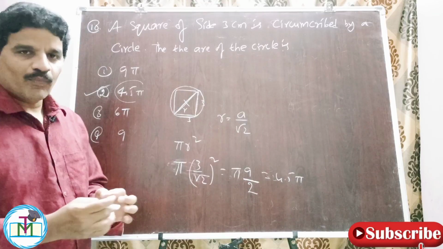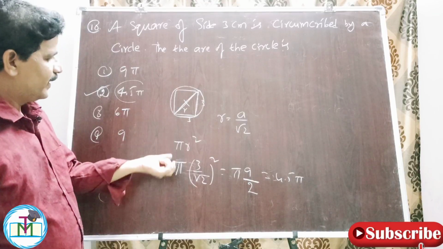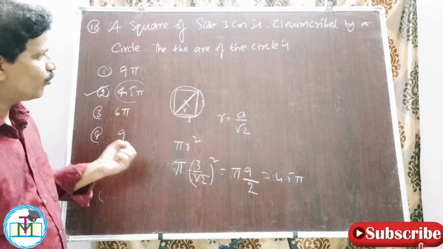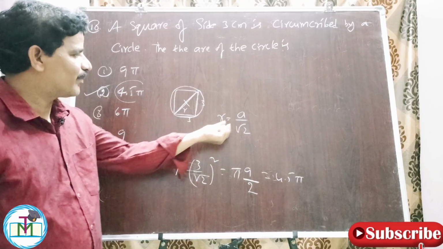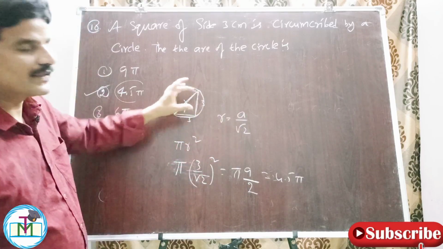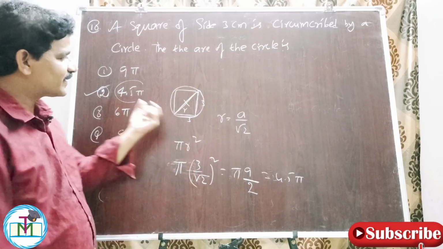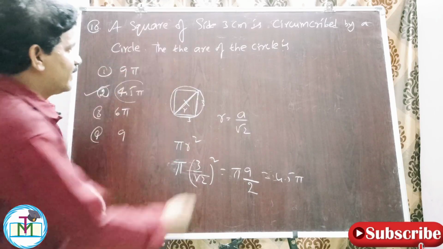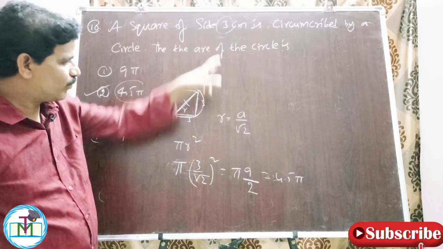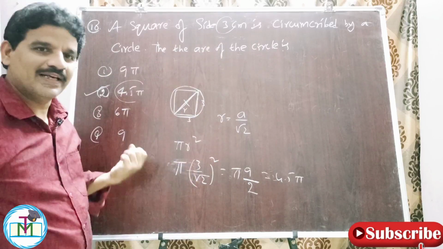What is important here is the formula of the area of the circle, pi r square. It is well known, very good. How to find the radius here? Radius is given by a by root 2. What is a? A is the side of the square. In a square all the sides are equal. Therefore if the side has length 3, put a equal to 3. If it is 10, put a equal to 10. You will get the answer. Very simple.